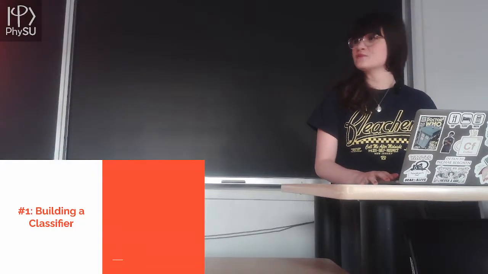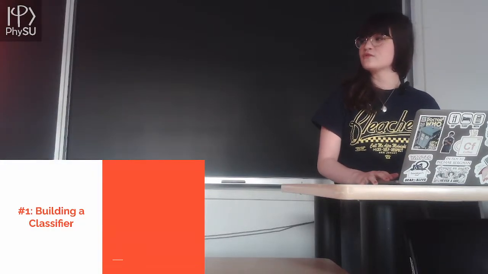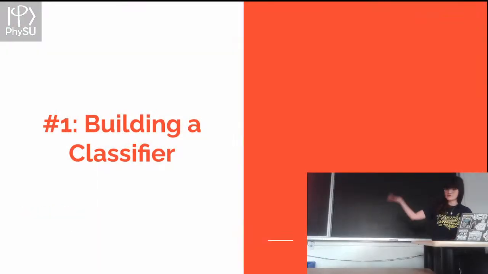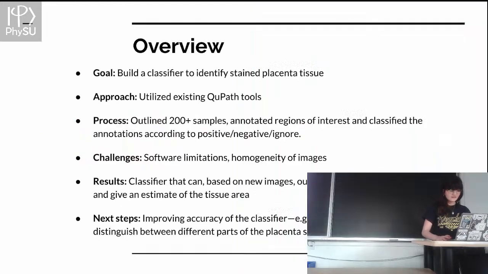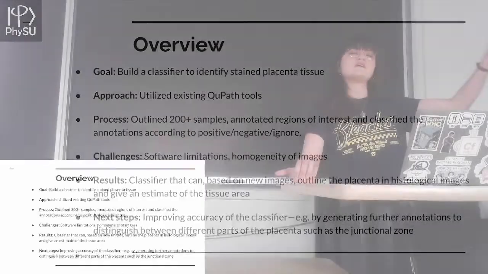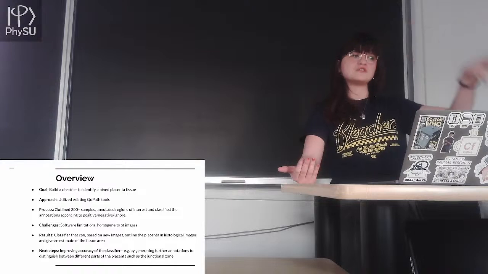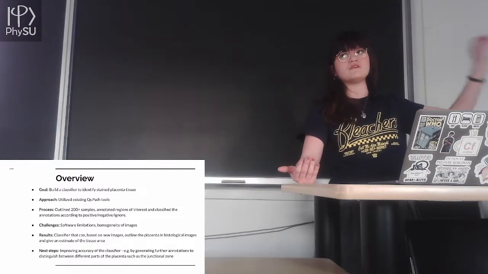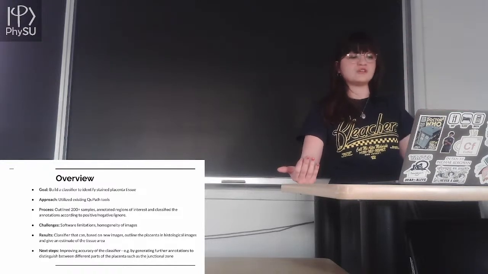The first thing I did, with the graduate student Anastasia Smolina, whose research largely revolves around doing things of exactly this kind, was building a classifier. I'm going to explain what that is and why you should care. The goal of this project is to build a classifier to identify stained placenta tissue, which means that we should be able to input histological images of a placenta and have the classifier give us back how large it is, what regions are dead, what regions are alive, what regions are feeding nutrients, and what regions are actually connected.